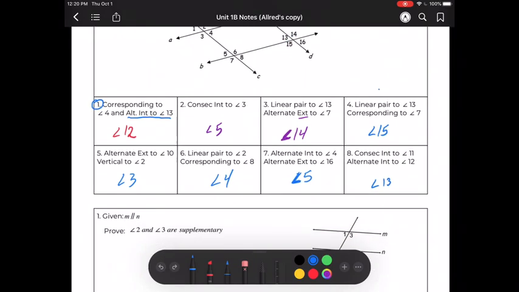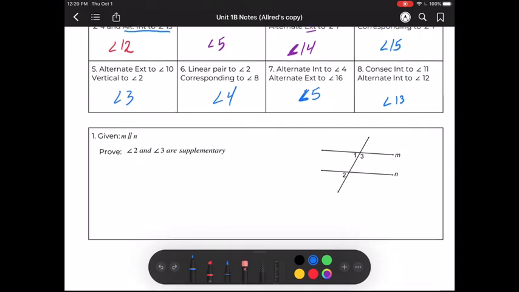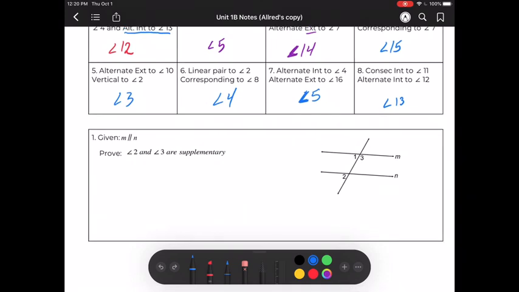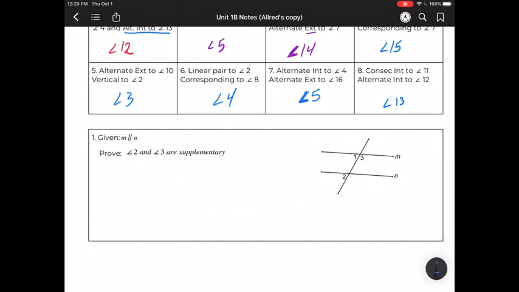Okay? So as we move forward, we are working on proofs, and the given information is going to drastically reduce. We're not going to be given a lot else other than parallel lines, and we're just going to use angle relationships to help work our way through this. So as we begin number 1, all we're given is that line M and line N are parallel. Remember, that means some very important things.